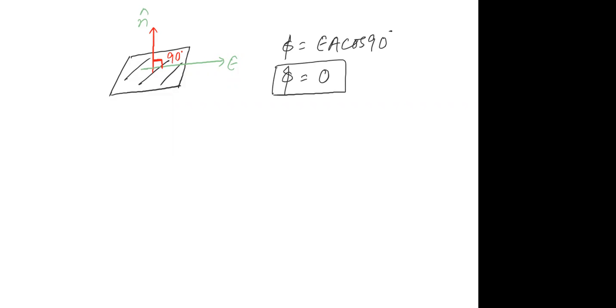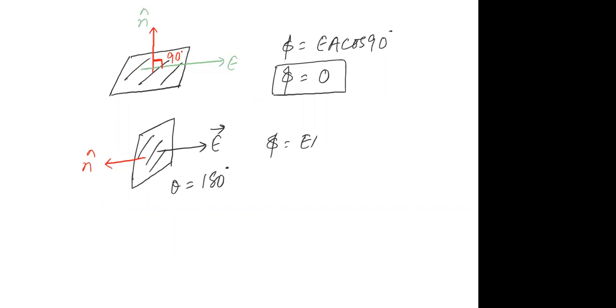Similarly, if the normal to this surface is in this direction and the electric field vector is in the opposite direction to that of the area vector, that is, the angle between them is 180 degree, then flux will be written as EA cos 180 degree. So flux will be equal to minus EA. This will be the negative value of flux.